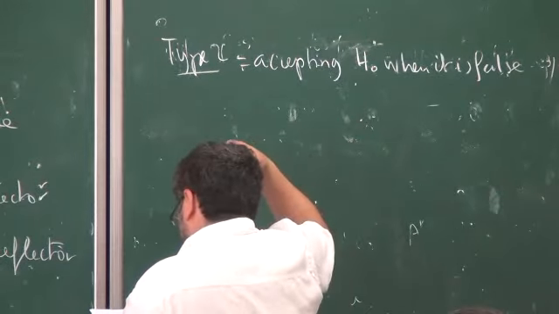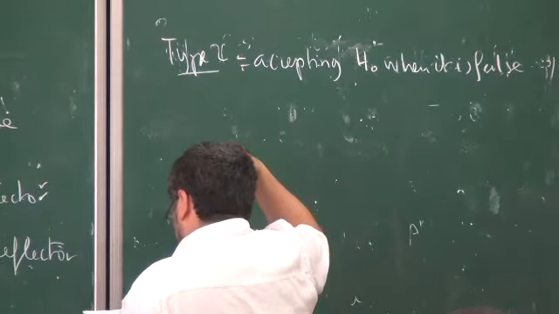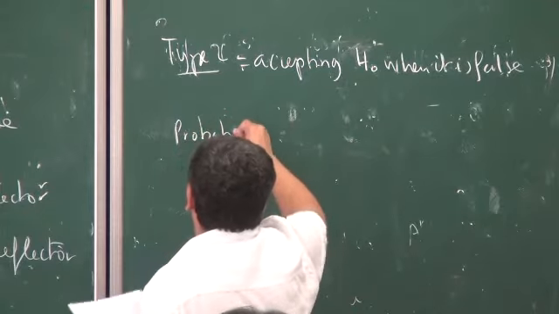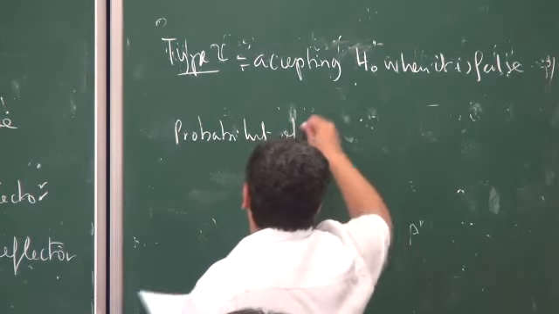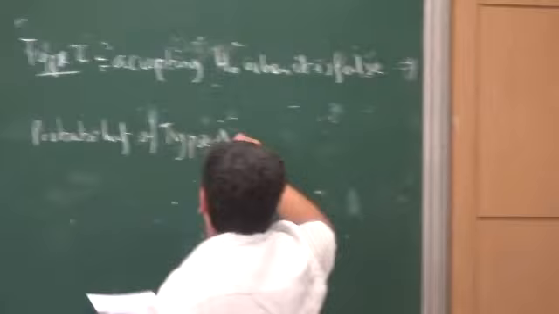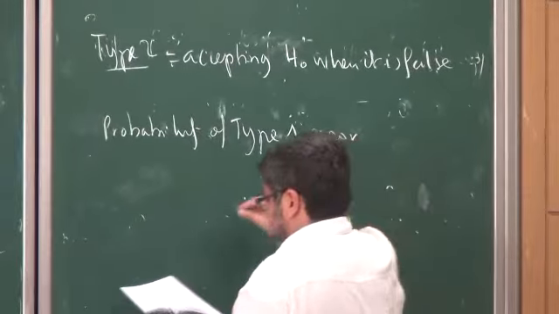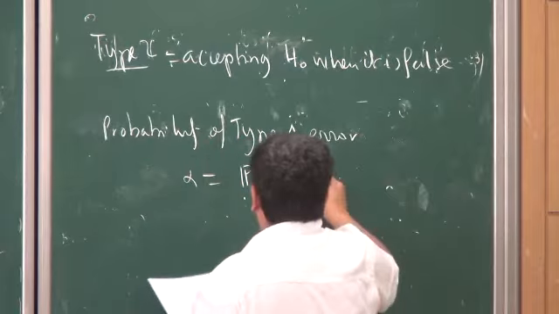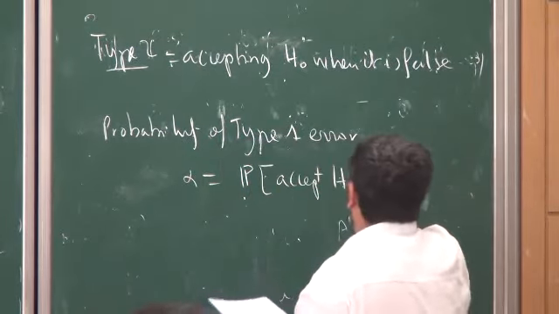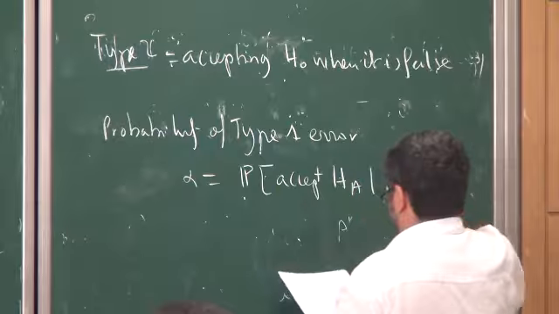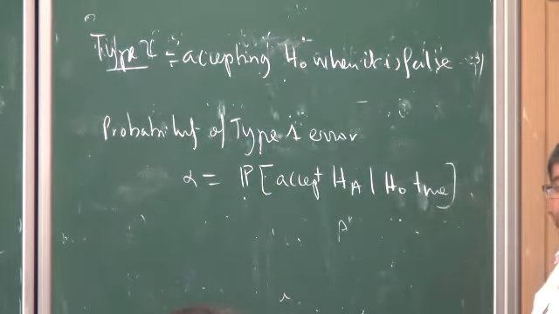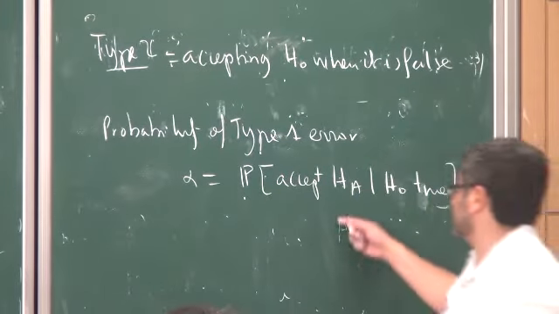So the probability of type 1 error is alpha. This is the probability to accept HA when H0 is true. Okay, and we call this the false alarm rate.